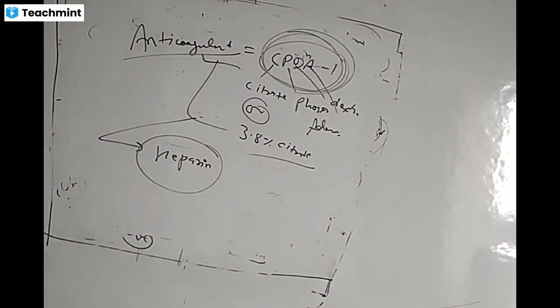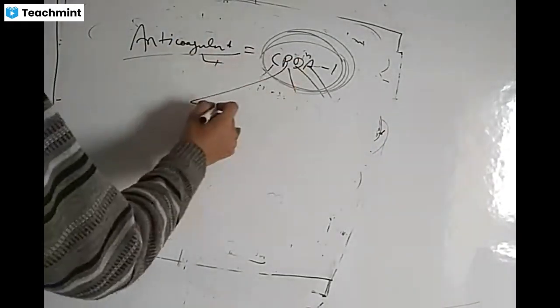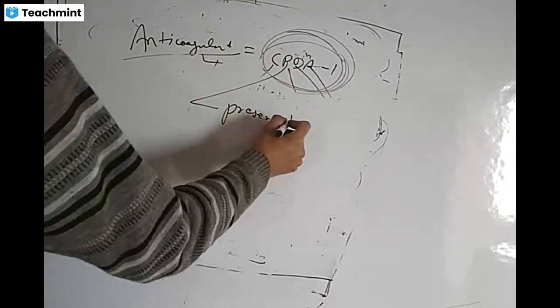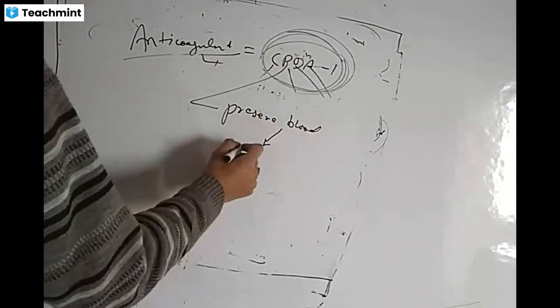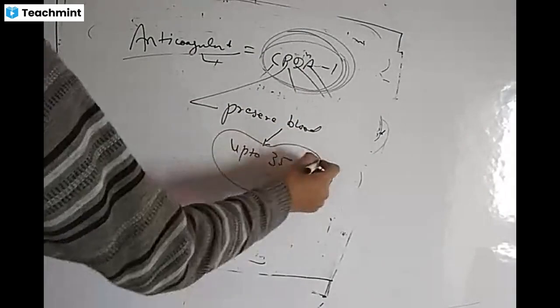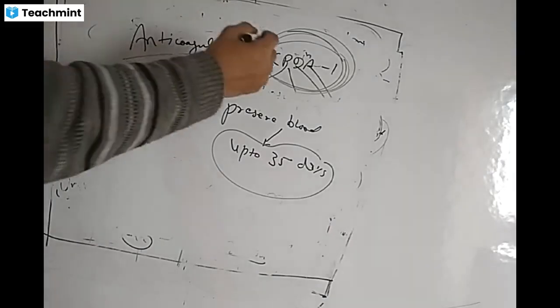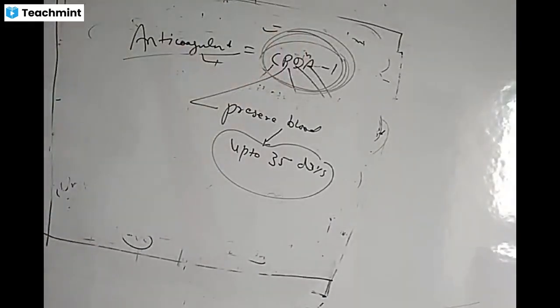The question is, if we are using the CPDA, then for how many days can we preserve this blood? So for CPDA, we can preserve the blood of dog and cat up to 35 days. This is important. 35. So CPDA is the preferred anticoagulant to preserve that blood, for up to 35 days in case of dog and cat.